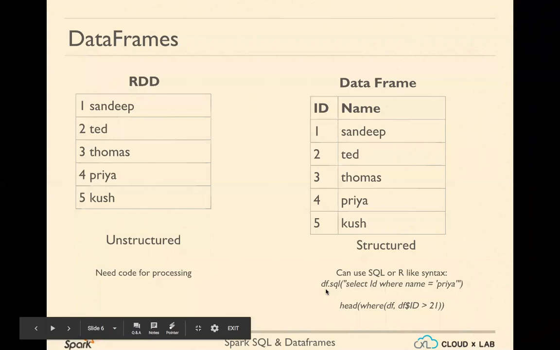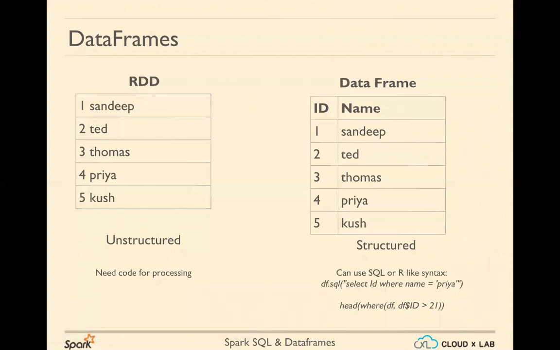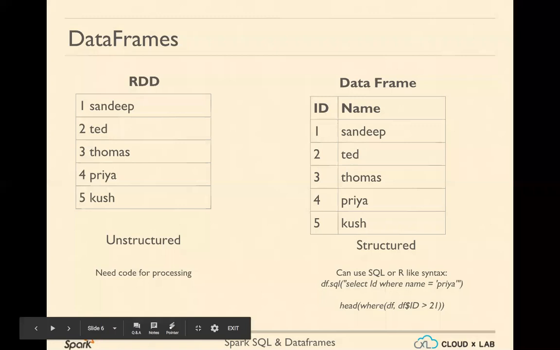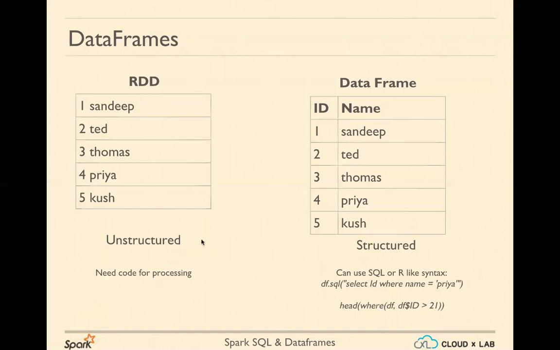So RDD versus data frame: a data frame is structured data, while an RDD is unstructured data. Data frame and data set are both the same thing, just that data frame equals data set plus SQL and R query processors. Okay, great set of questions, and I hope that was useful and I was able to explain.